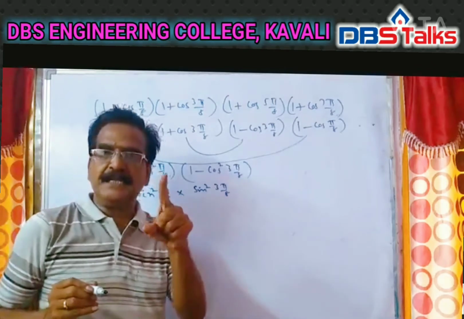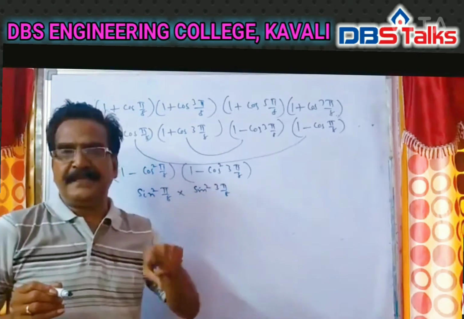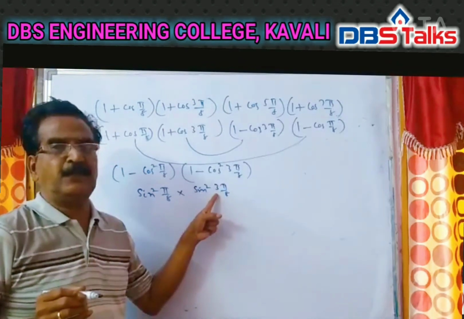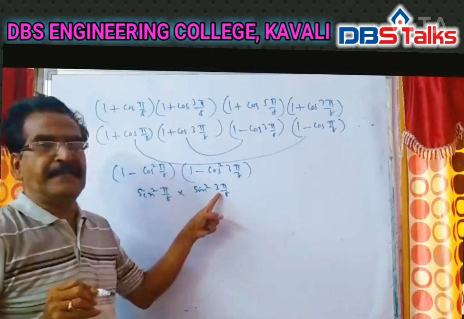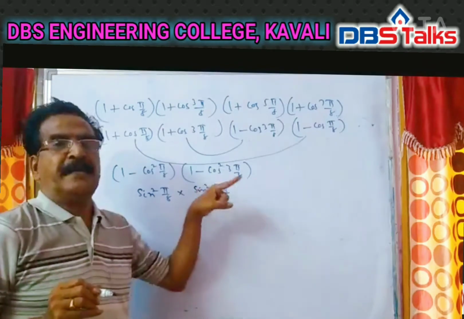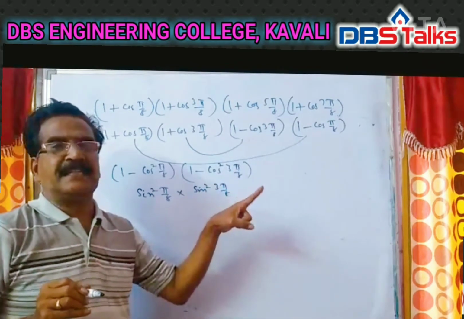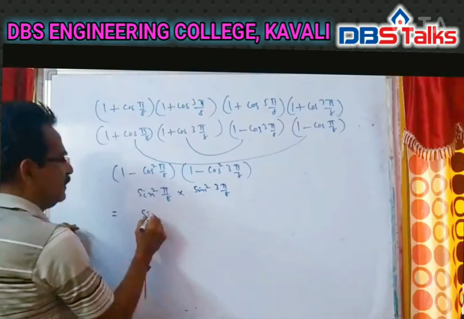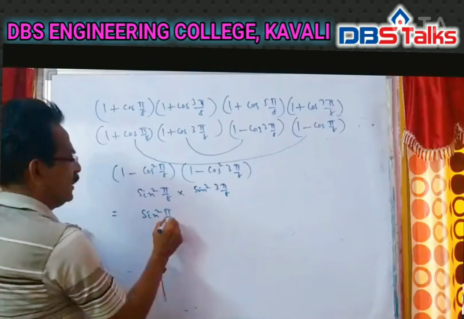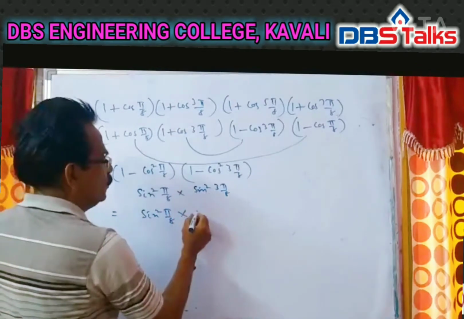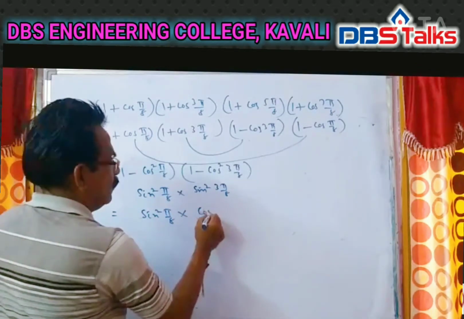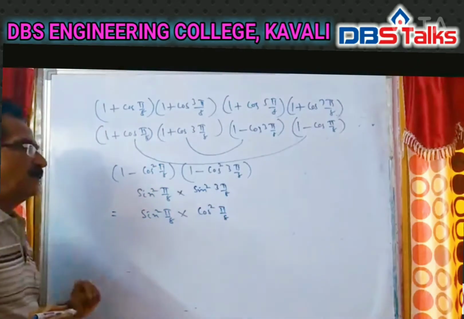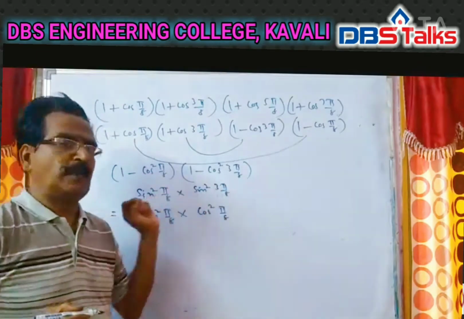3 pi by 8 means pi by 2 minus pi by 8. Right friends? Pi by 2 minus pi by 8, 3 pi by 8. So, sin of pi by 2 minus pi by 8 means sin 90 minus theta, cos theta. So, this can be written as sin square pi by 8 into cos square pi by 8.